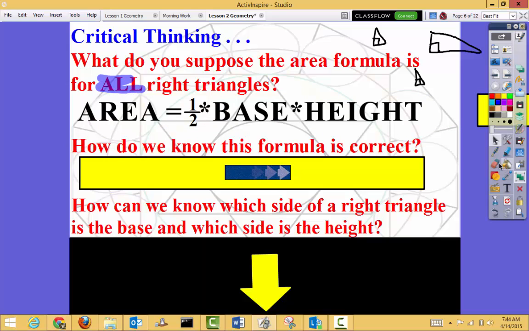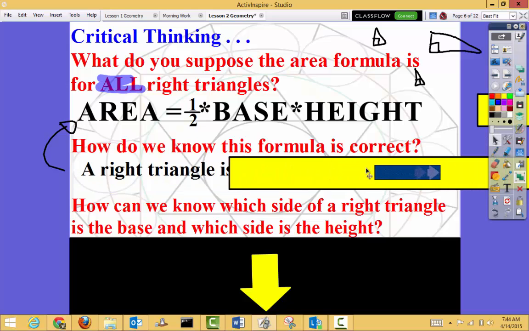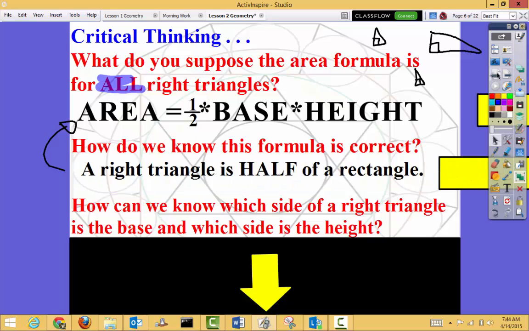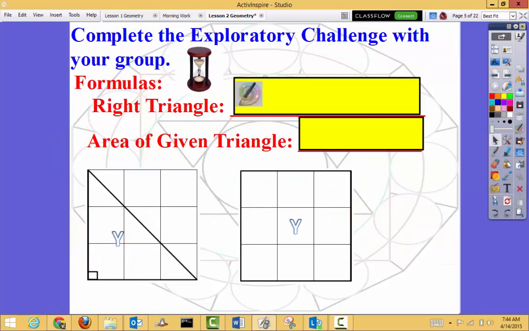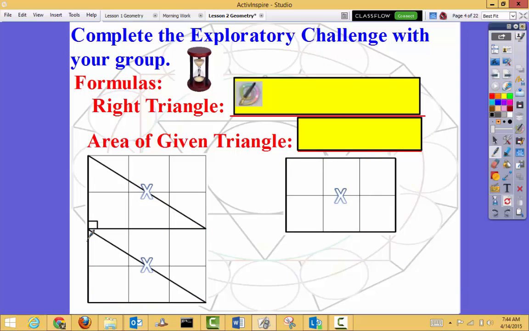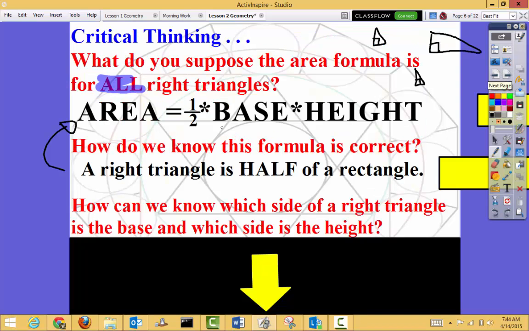How do we know that this formula is correct? Well, a right triangle is half of a rectangle. If we look back at this example, we see that this right triangle is half of this. We see these right triangles are half of this. So we know it's correct because we have our rectangle and then we're only taking a half of it.